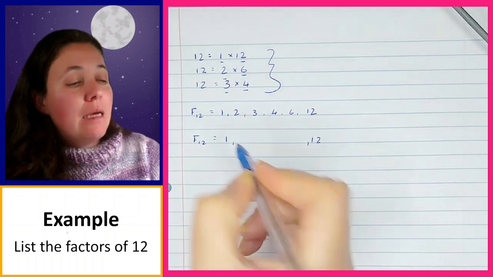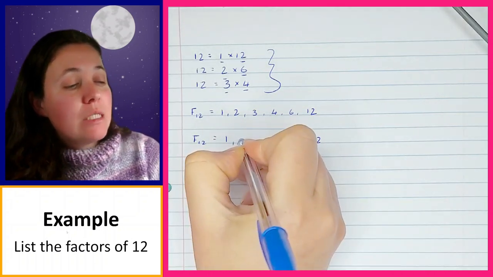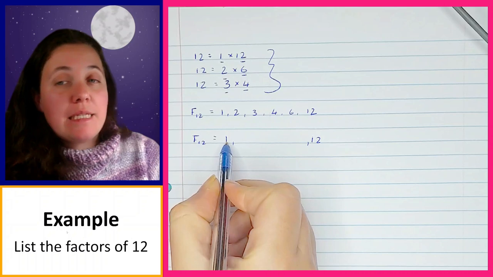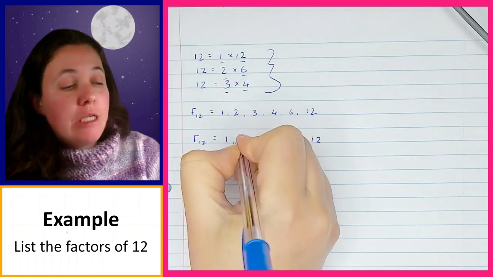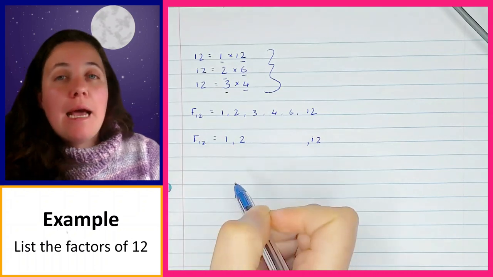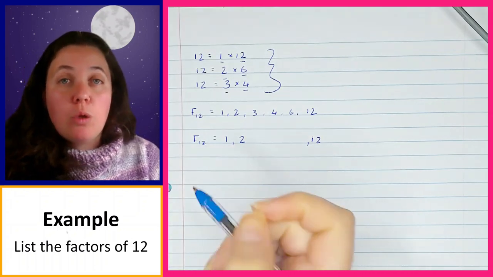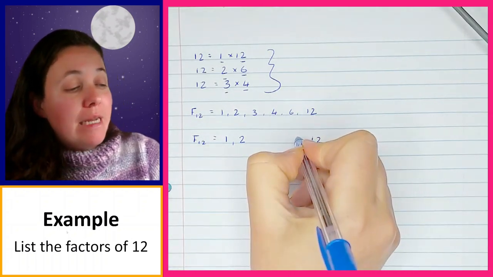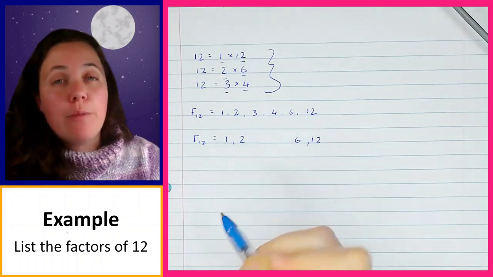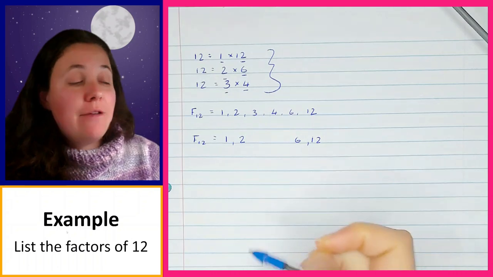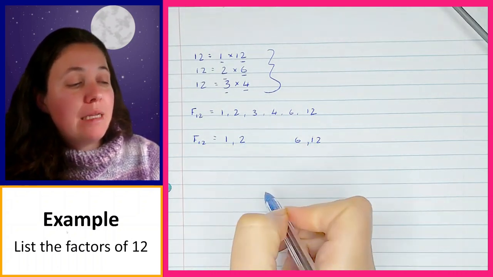Okay, so after 1, the next number that I'm going to check is 2. If 2 goes into 12, I'm going to write it down. In this case, it does. And the number of times 2 goes into 12 is 6. So I'm going to write a 6 before the 12 over there. So here's my second factor pair. And remember, I'm writing them down as a factor pair. Okay, so 2 and 6.